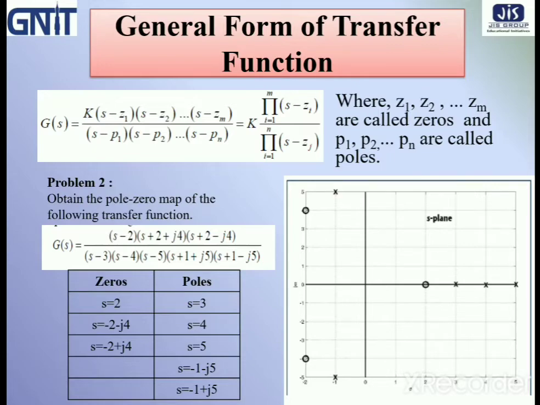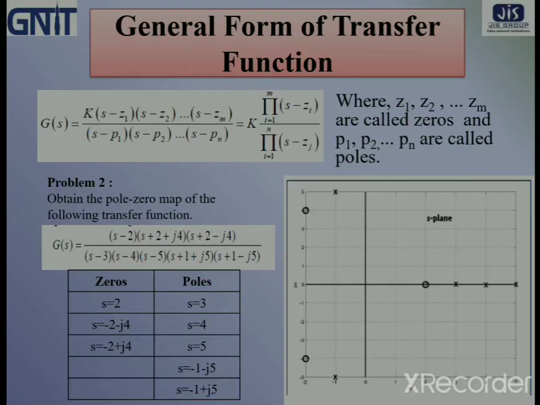So those values of s are the zeros of the system. And if we put the denominator part equal to 0 and calculate the values of s, then we get s is equal to 3, s is equal to 4, s is equal to 5, s is equal to minus 1 minus j5, and s is equal to minus 1 plus j5. Those values of s will be the poles of the system. In this way we have to calculate the poles and zeros of the system.